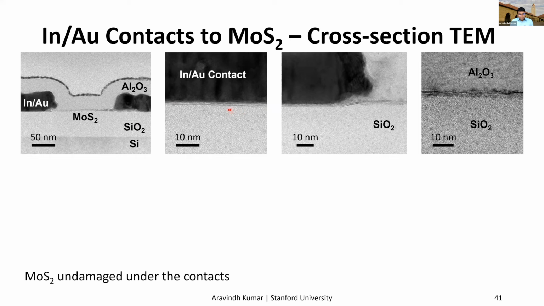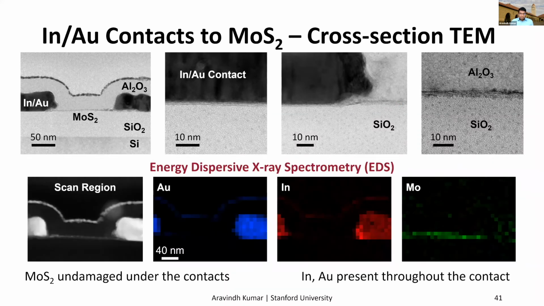We see that the MoS2 monolayer visible here looks undamaged and continues without any breakage into the channel region. And EDS spectra show that the gold and the indium are present throughout the metal stack, again confirming that intermixing is going on. And the molybdenum signal here confirms the presence of the MoS2 channel.